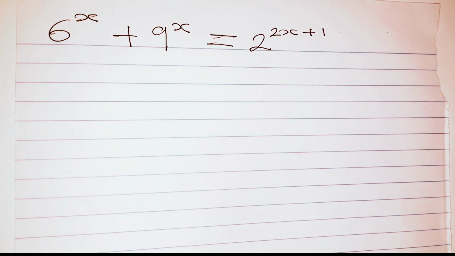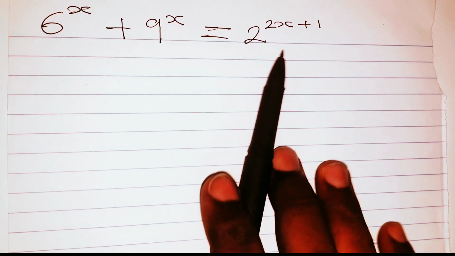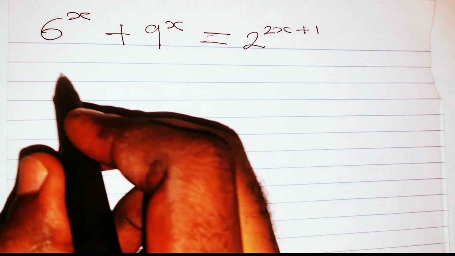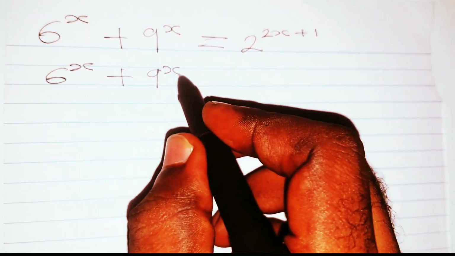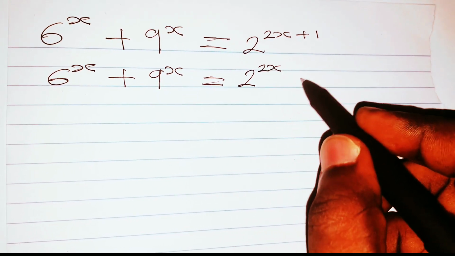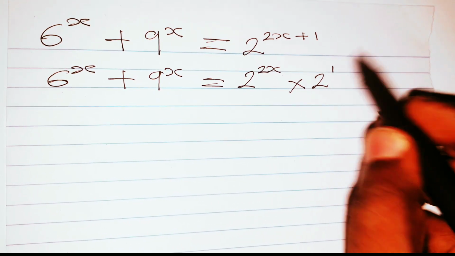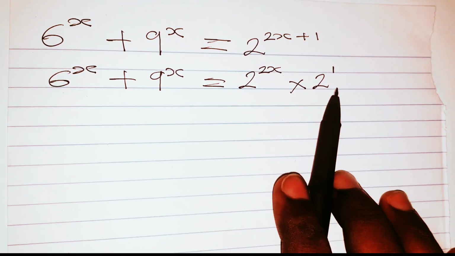When you have this kind of question in your hands, the first thing you want to do is to break this thing down. Here is 6 raised to the power of x plus 9 raised to the power of x equal to 2 raised to the power of x multiplied by 2 raised to the power of 1. How did I get this? This is one of the laws of indices.